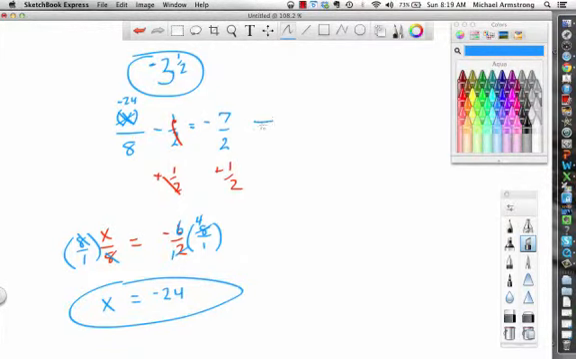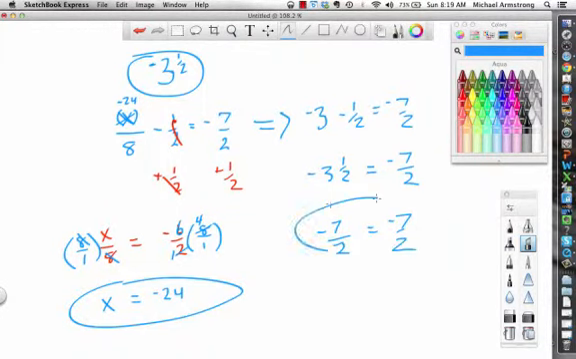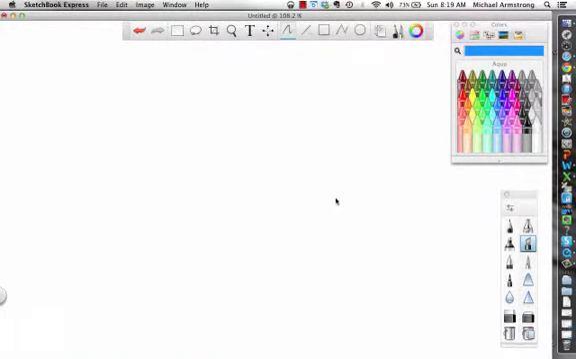negative 24/8, let me rewrite it just so we can see it, is negative 3 minus 1/2 equals negative 7/2. Negative 3 minus 1/2 would be negative 3.5, because you're going farther down. And is that equal to negative 7/2? Well, if I put it in an improper fraction, 2 times 3 is 6 plus 1 is 7/2. And it works. Okay, that was actually a little harder to show.